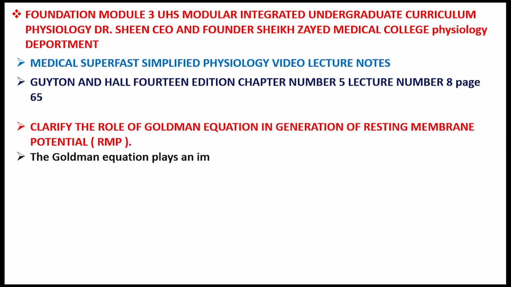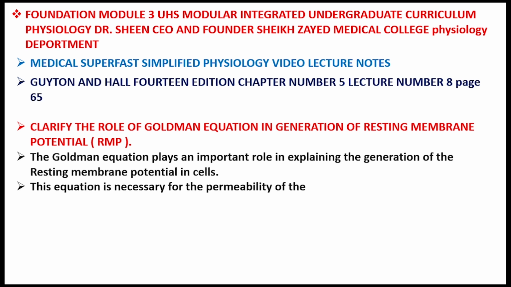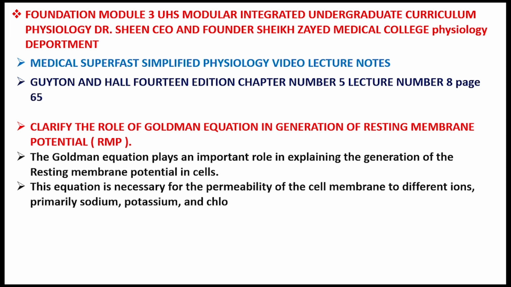The Goldman equation plays an important role in explaining the generation of the resting membrane potential in cells. This equation is necessary for the permeability of the cell membrane to different ions, primarily sodium, potassium, and chloride.